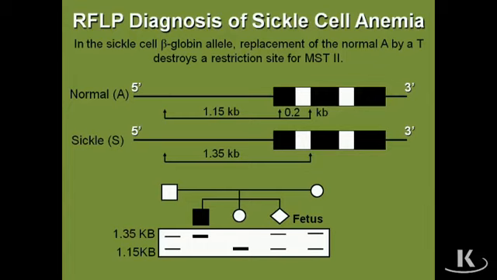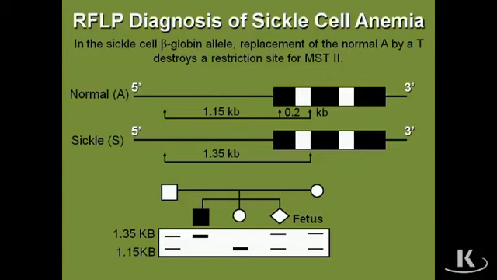Now let's look at another example of this where we're specifically looking at a disease. And in this case, we're going to look at sickle cell anemia. And I'm going to show you a way that sickle cell anemia can be screened for. Nowadays, we do hemoglobin electrophoresis and other better techniques to analyze sickle cell anemia. But this is one way you could be asked about it. It's an older way to look for sickle cell anemia.